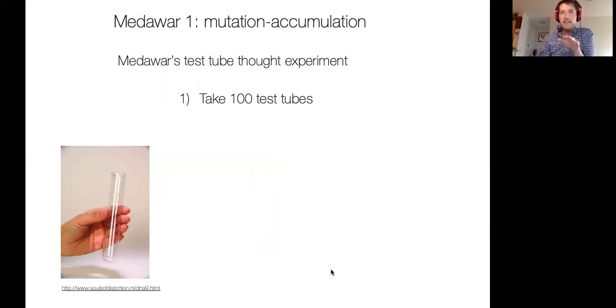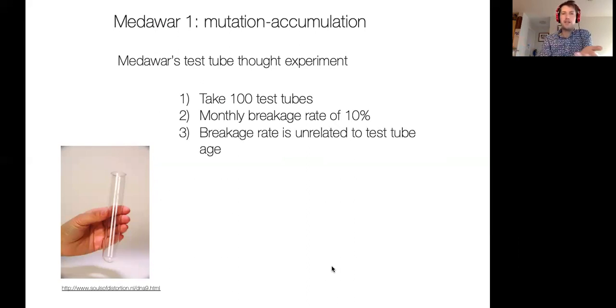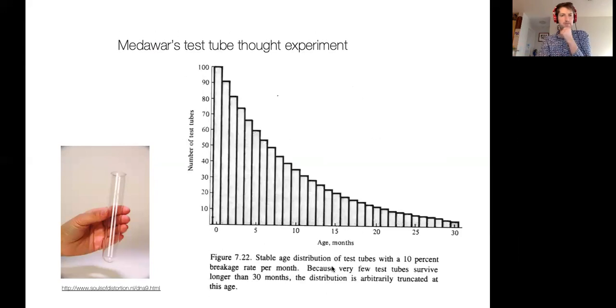So his first idea is this mutation accumulation hypothesis. And he explained this by doing a thought experiment about test tubes. He worked in a lab, and there are these test tubes. Imagine test tubes break. Sometimes they get dropped, shatter, break. So they break at some rate, and this breakage rate is unrelated to how old the test tube is.